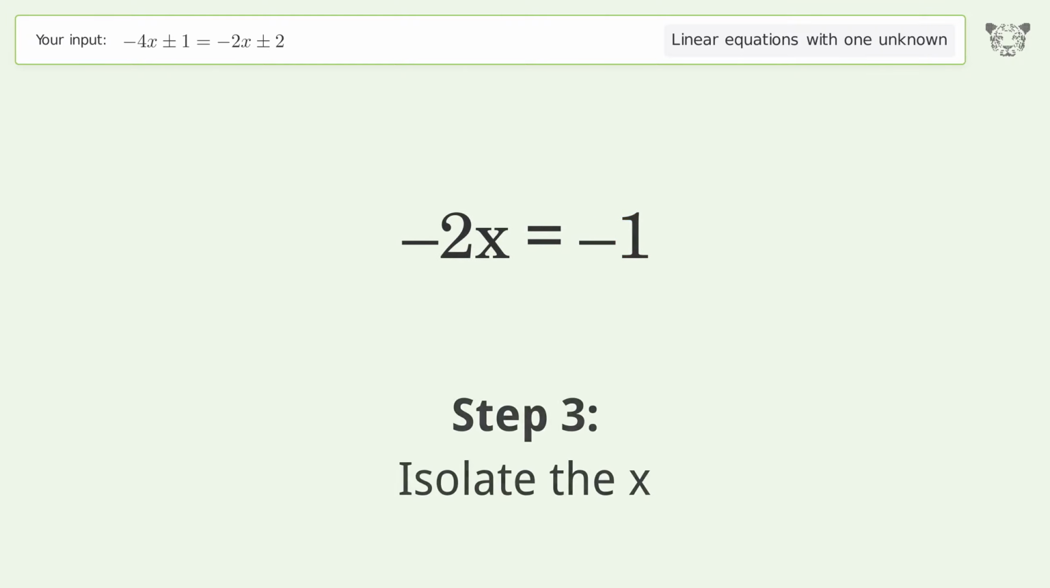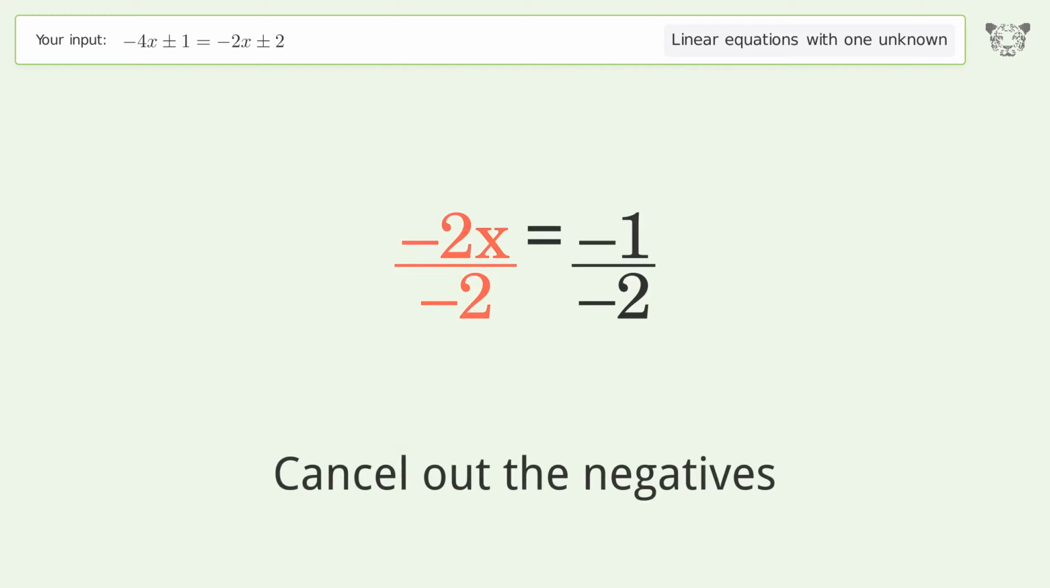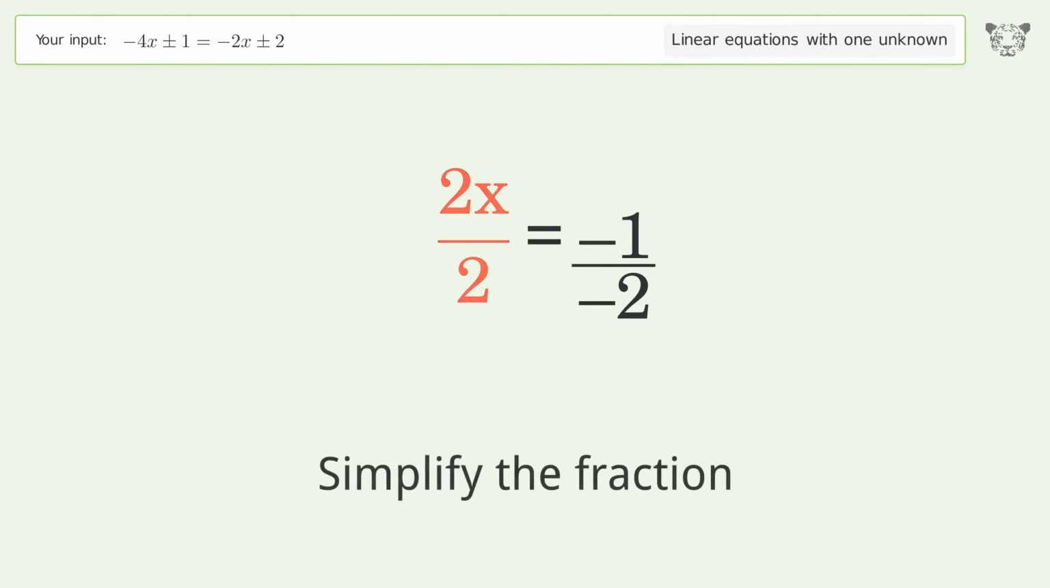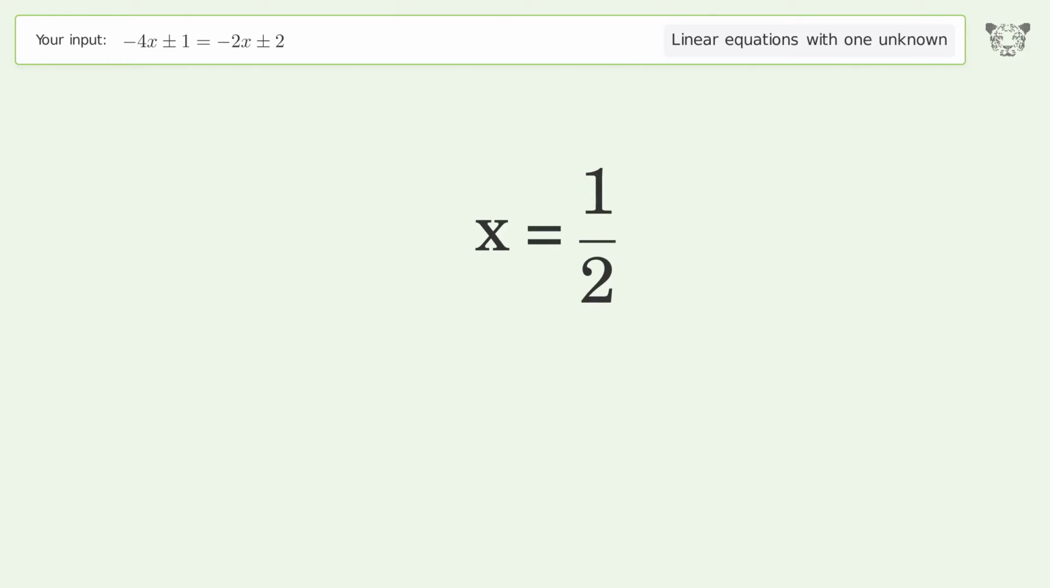Isolate the x. Divide both sides by -2. Cancel out the negatives. Simplify the fraction. Cancel out the negatives. And so the final result is x equals 1 over 2.